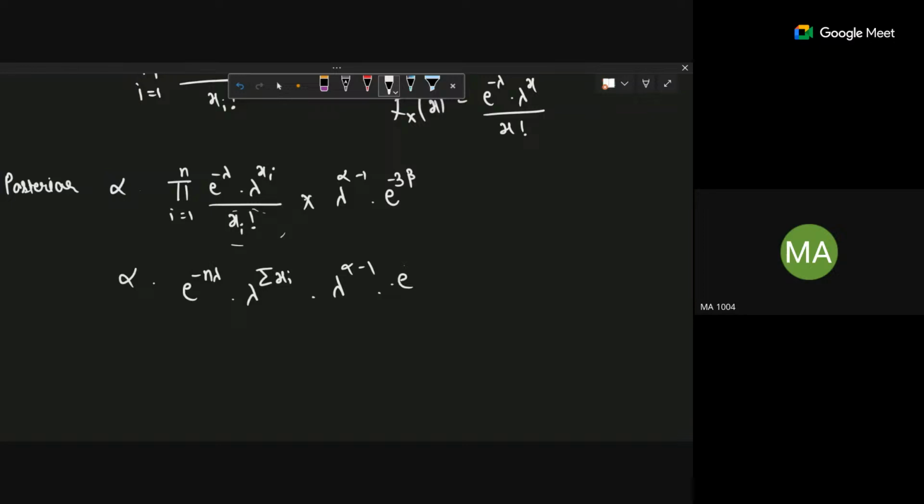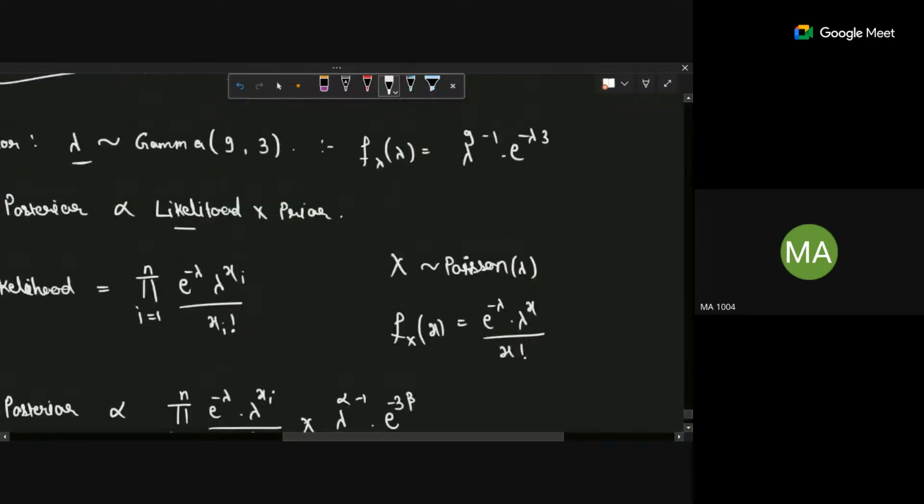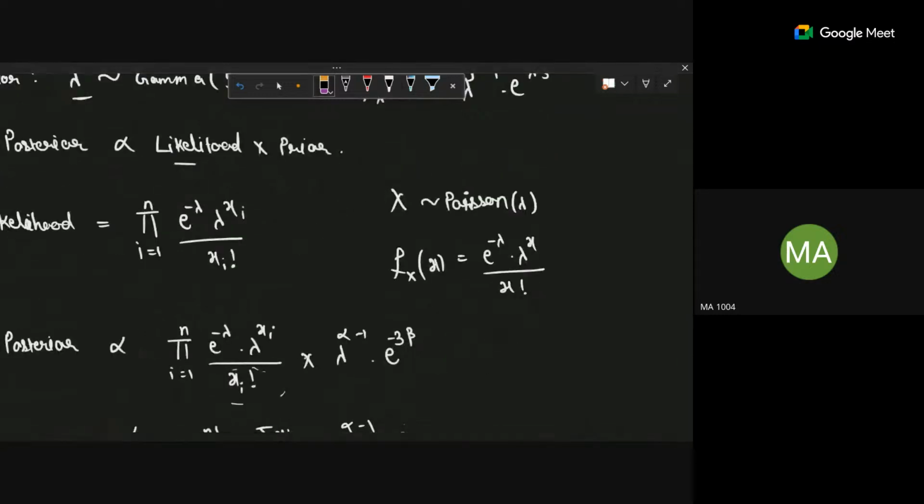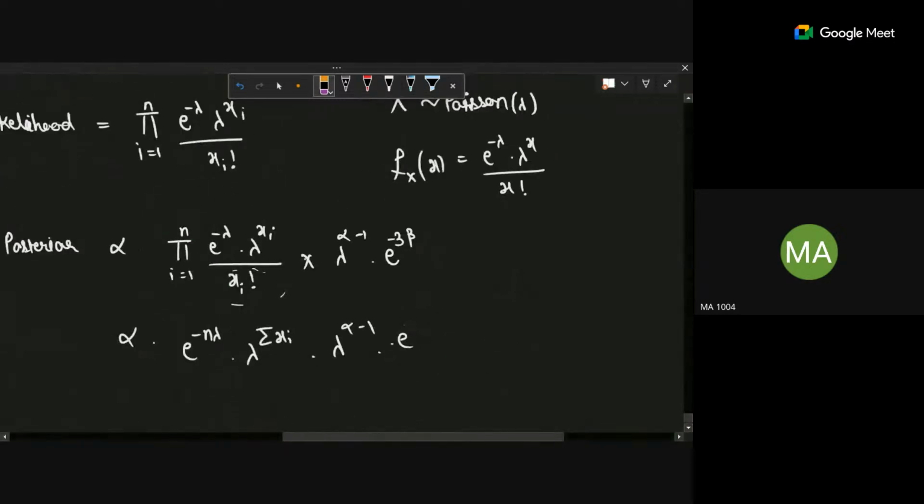It's your choice. You can write values there, or because we know the values, I think it would be better to use values only. Let's take it 9 minus 1 and minus 3 lambda, right?